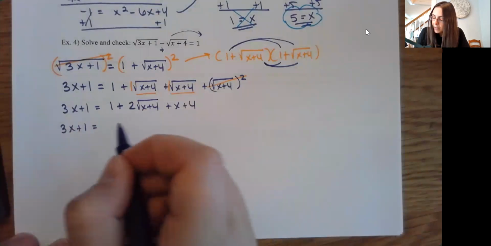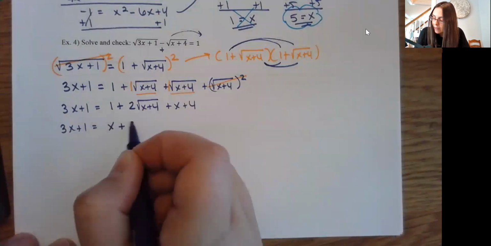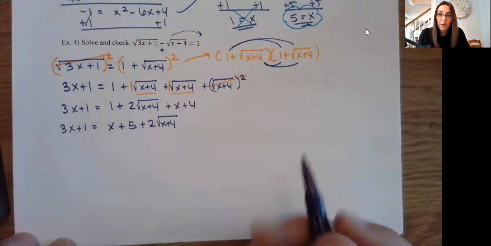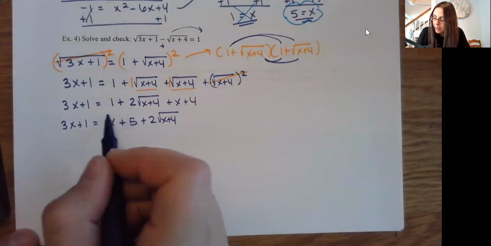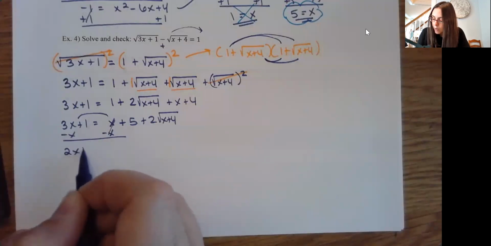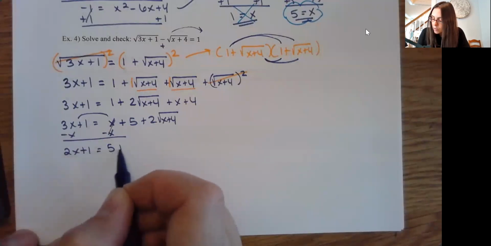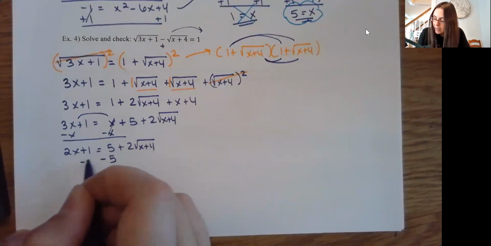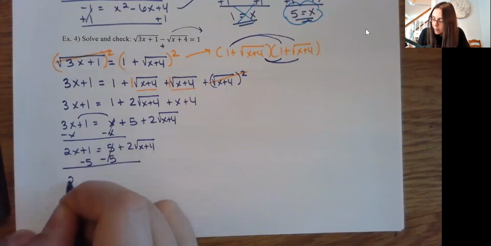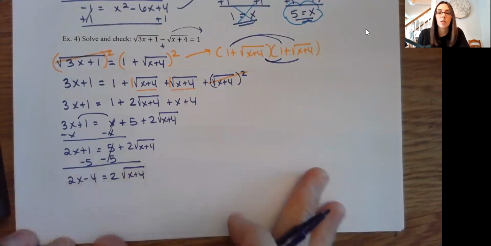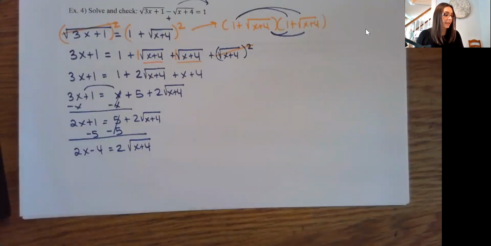I'm going to keep combining like terms. So let's see, I have the x here. I have 1 and 4 is now 5, and I have that 2 root x plus 4. And now I'm going to start moving things around. So I am going to bring my x over here. Let's subtract that from both sides. So 2x plus 1 equals 5 plus 2 root x plus 4. I'm also going to subtract the 5 from both sides. 2x minus 4 equals 2 root x plus 4. So I'm just getting all my like terms together here to try to clean this up a little bit.